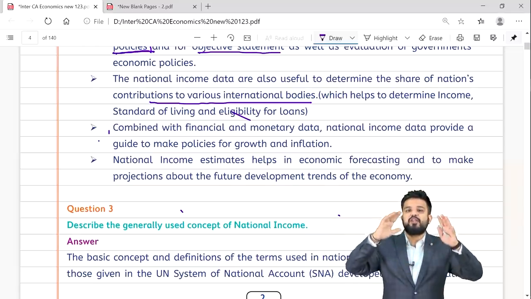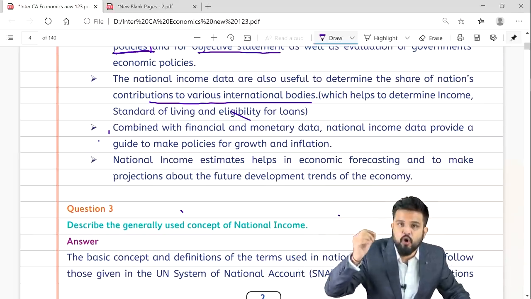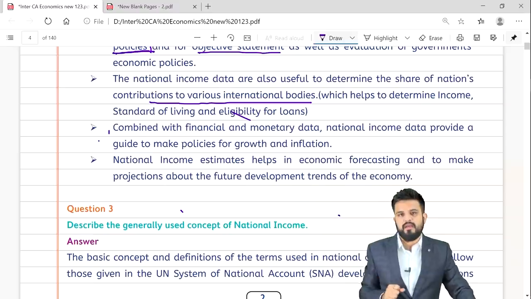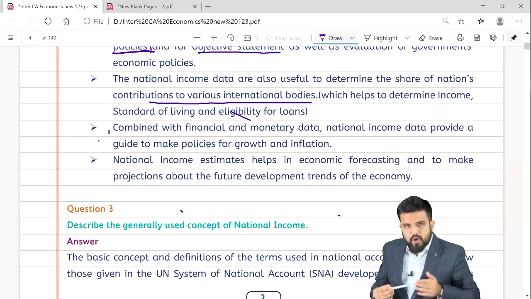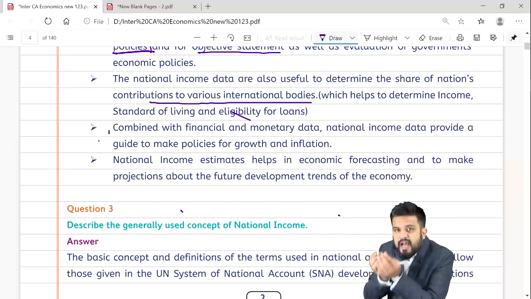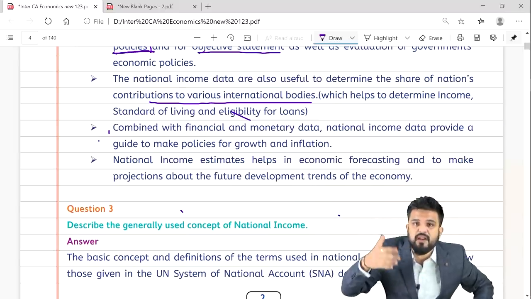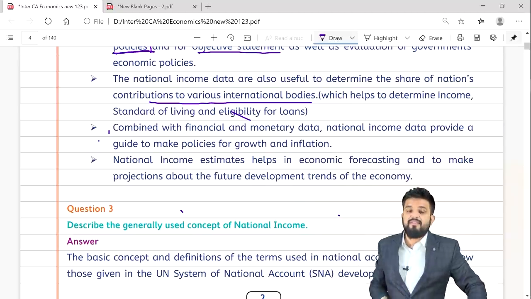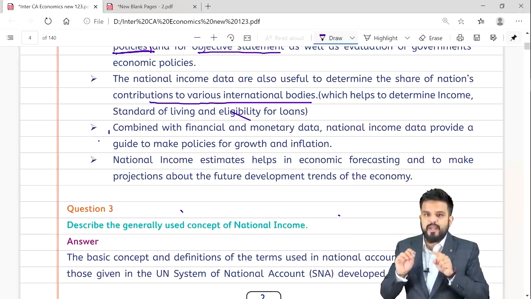Like today, United States of America is the world's superpower. So its contribution will be more to IMF and World Bank compared to India. India is the seventh largest country in the world. So our contribution will be accordingly. So can I say more GDP, more national income, higher will be our contribution? And if we contribute more, whenever we will require loans, whenever we will require funds, whenever we will require grants, we can get more money during that time. And that determines our loan eligibility, that determines country's quality of life, standard of living.